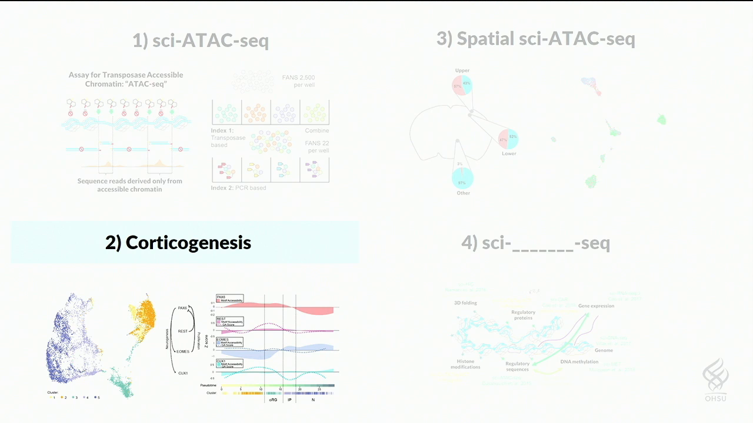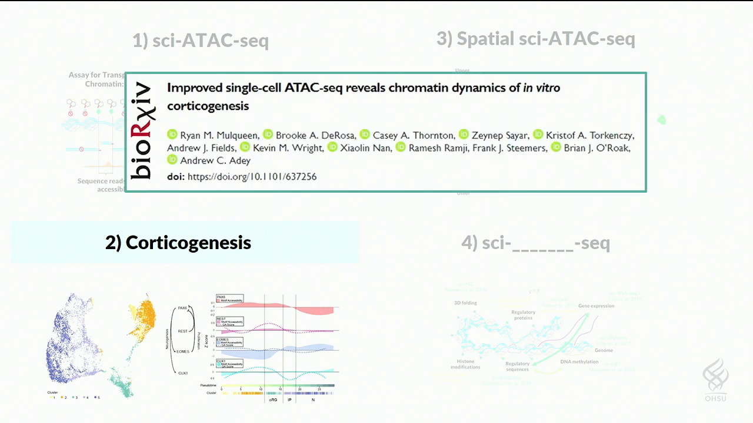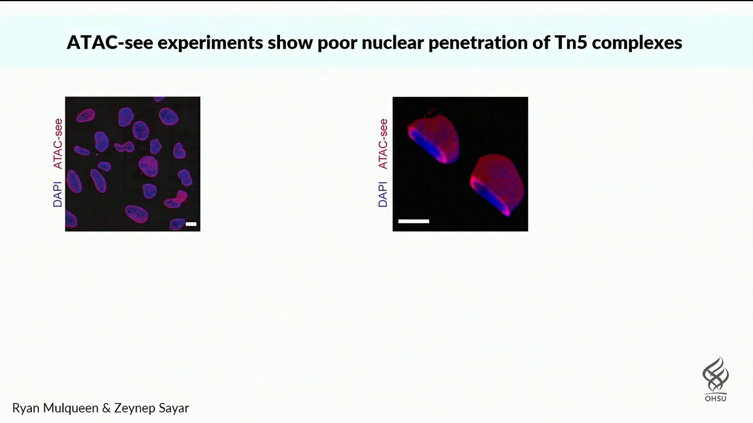So the first little vignette I want to talk about is applying this to in vitro corticogenesis. And this is available as a preprint as of about a month ago. And the first aspect of this was actually some improvements to our workflow. So one of the things we noticed when imaging nuclei that were exposed to transposase, the transposase here is shown in red and DNA is in DAPI in blue.